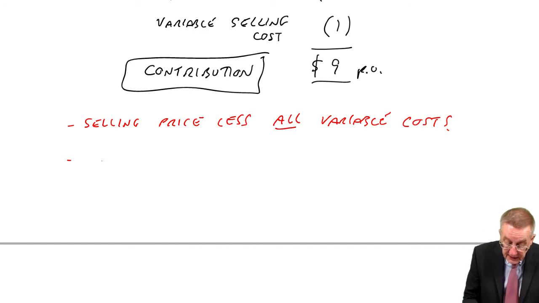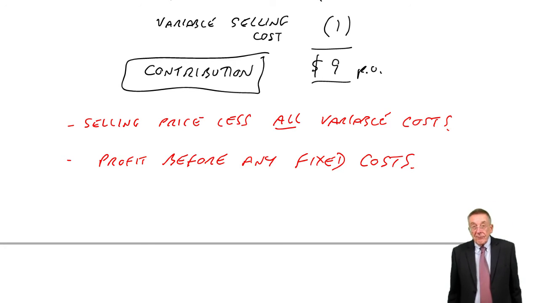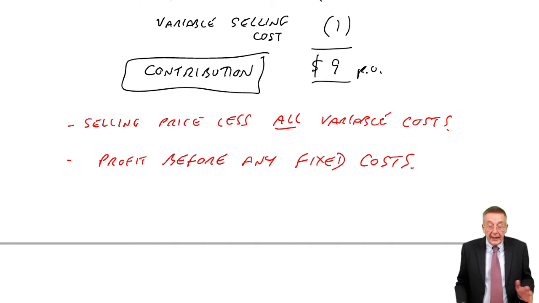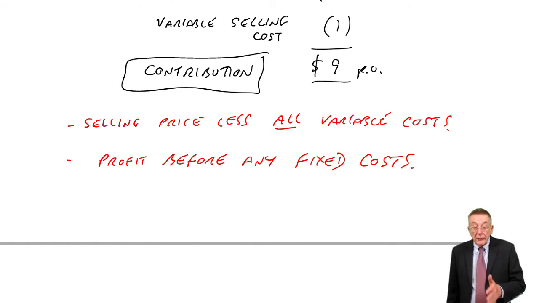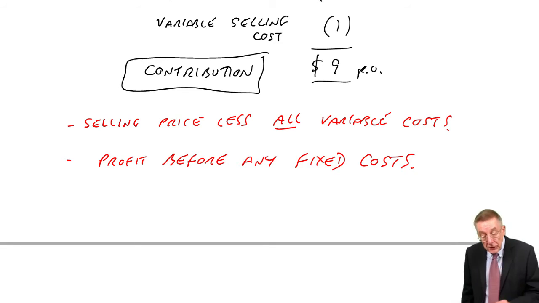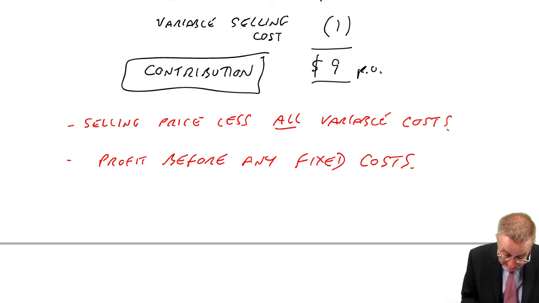Or another way of putting it, it's the profit before any fixed costs. And so we're not bringing in fixed costs at all, so we've none of that absorbing profit problem. Therefore, in this question, every single unit we sell should give us a profit before fixed costs, a contribution, of $9. And so let's carry on with part B.